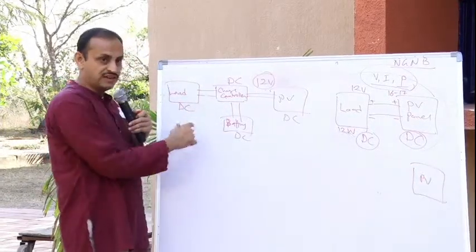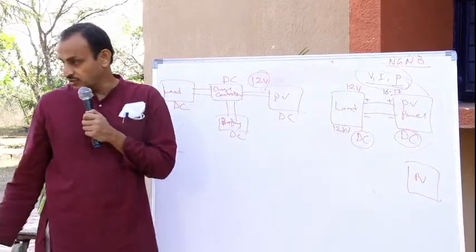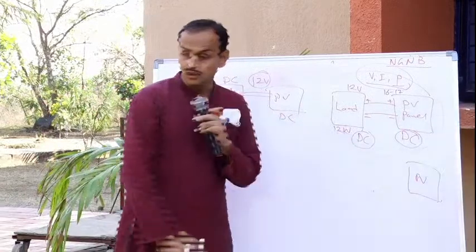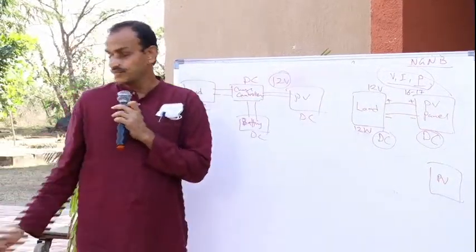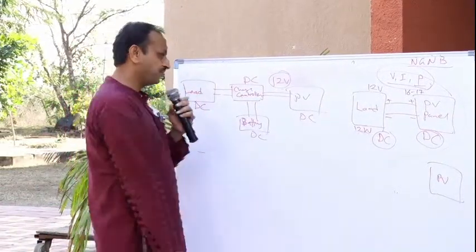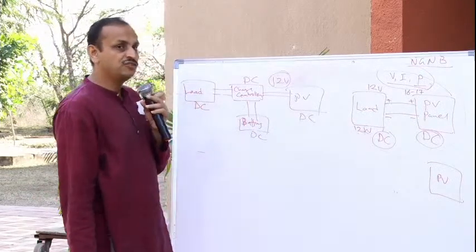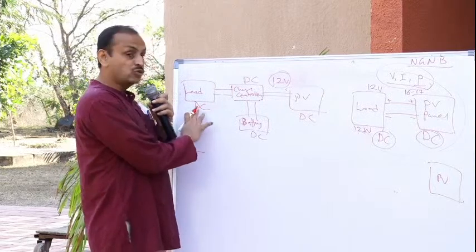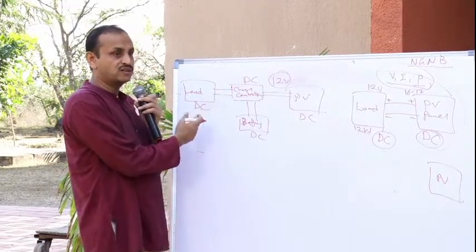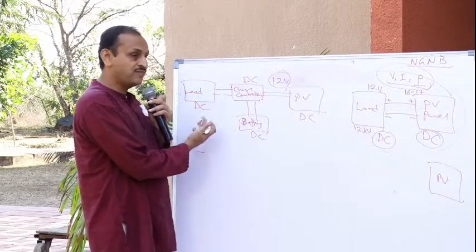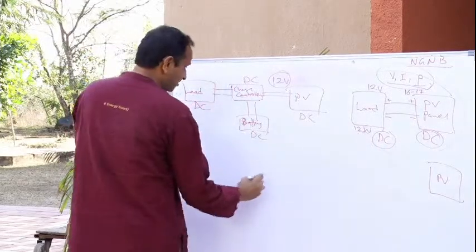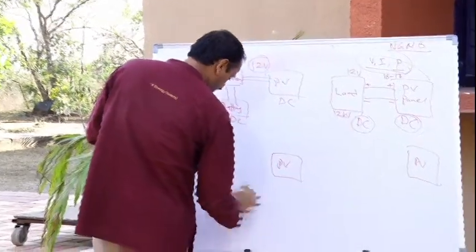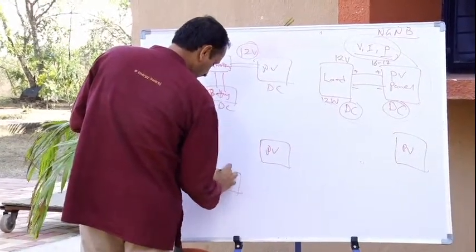So this also we can see and demonstrate. We have a charge controller, everything is there, so we can see this system. There is a third variation, when you feel that I want to run a normal load, you want to run an AC fan, then the third system could be the following: a PV panel and a battery.